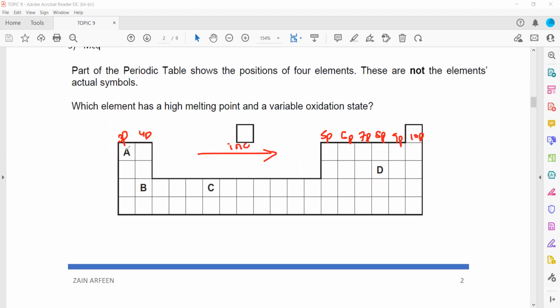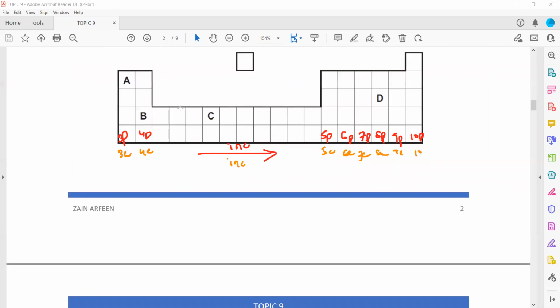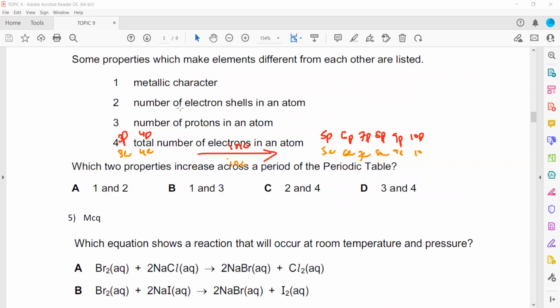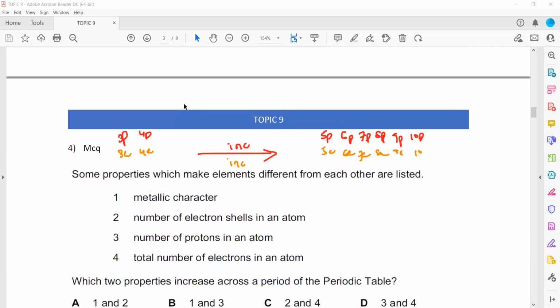And what about the number of electrons? This will have 3 electrons, this will have 4 electrons, 5 electrons, 6, 7, 8, 9, and 10 electrons. Because these are all neutral atoms, they should have equal numbers of protons and electrons. So the electron number is also increasing. That's why option D, which states that statements 3 and 4 are the correct statements, increases as we move across the period.